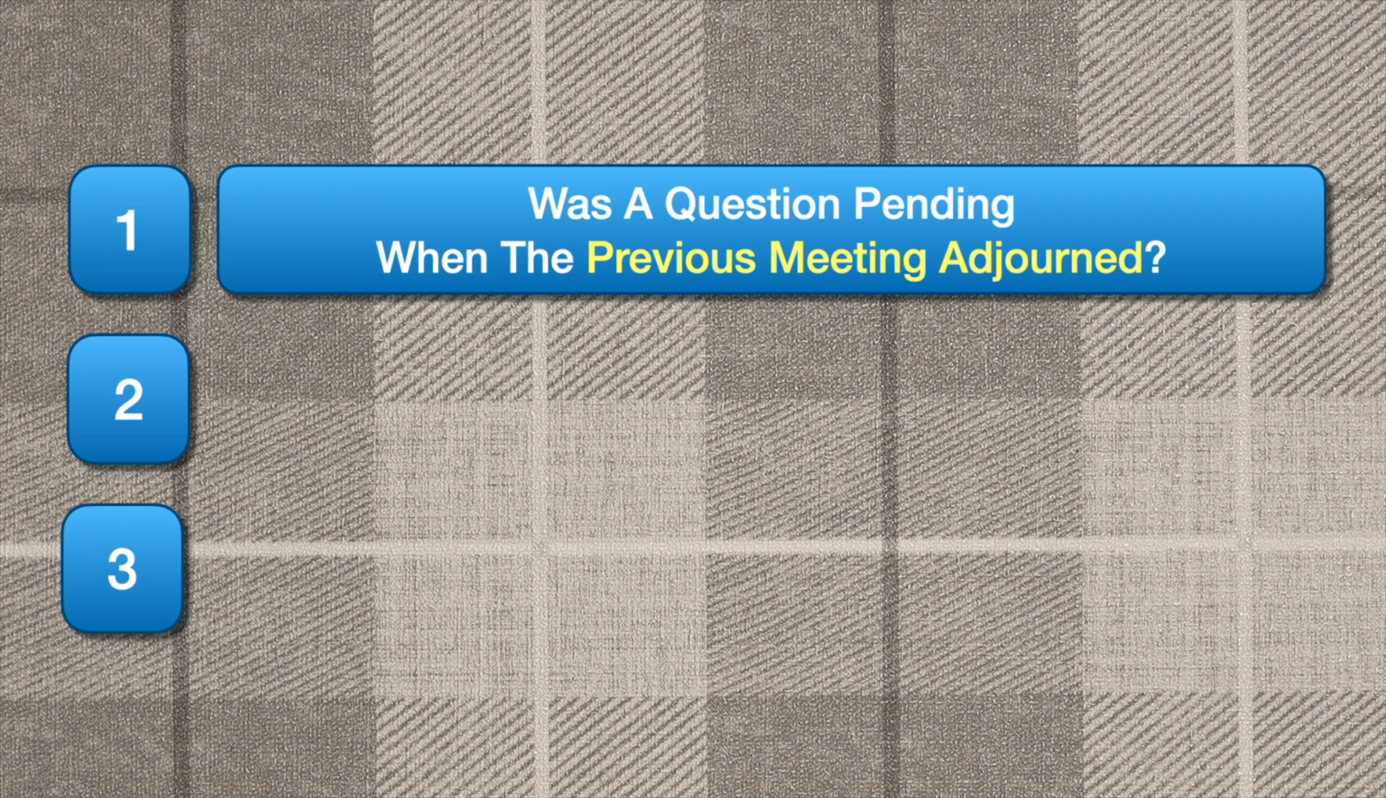So, how do you check for unfinished business? Well, it involves answering 3 simple questions. First, was a question pending when the previous meeting adjourned? And keep in mind that question is a parliamentary term for motion. So we're asking, was a motion pending when the previous meeting adjourned? If so, that's unfinished business, and you should make a note of that and include it in the presiding script.